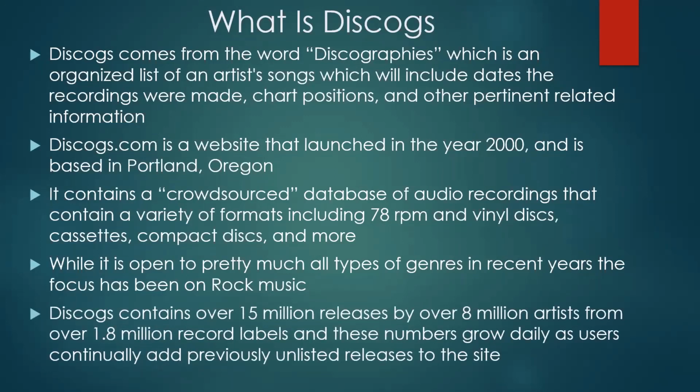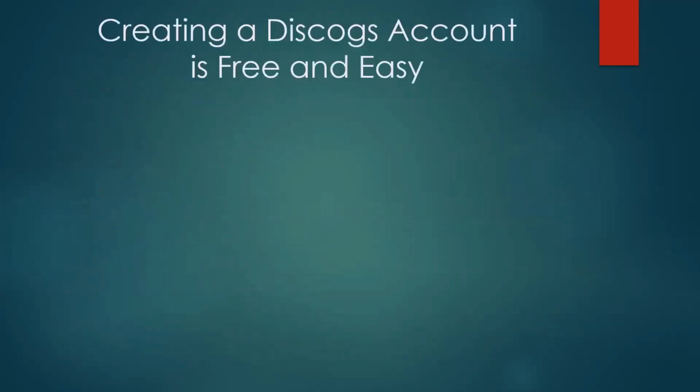Listen to these numbers. Discogs contains over 15 million releases by over 8 million artists from over 1.8 million record labels, and these numbers grow daily as users continually add previously unlisted releases to the site.